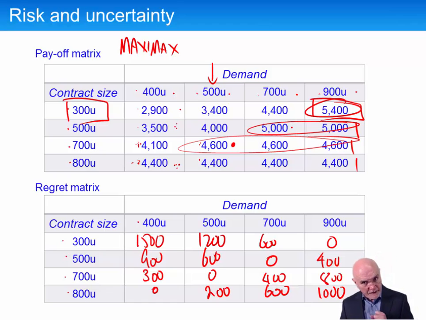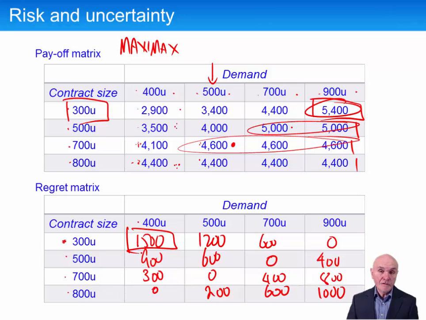So this is the regret matrix. And then this Minimax regret person shows true colours, and they go to a rather pessimistic Maximin person. They say, right, if I sign up with 300 units going to the special customer, what is the maximum regret I will endure? And it's going to be that, 1,500.